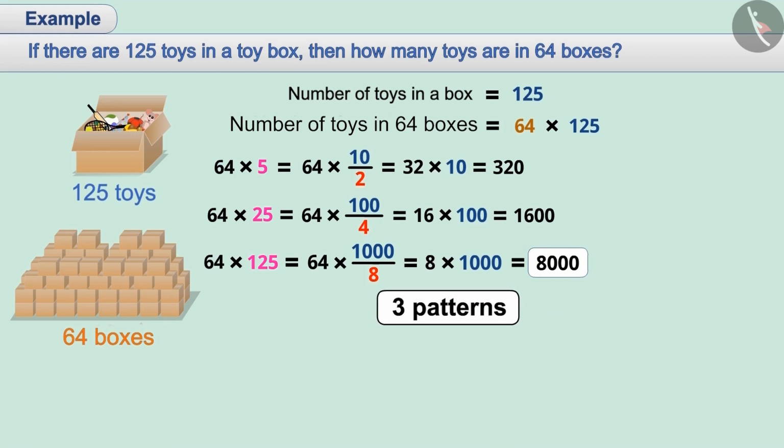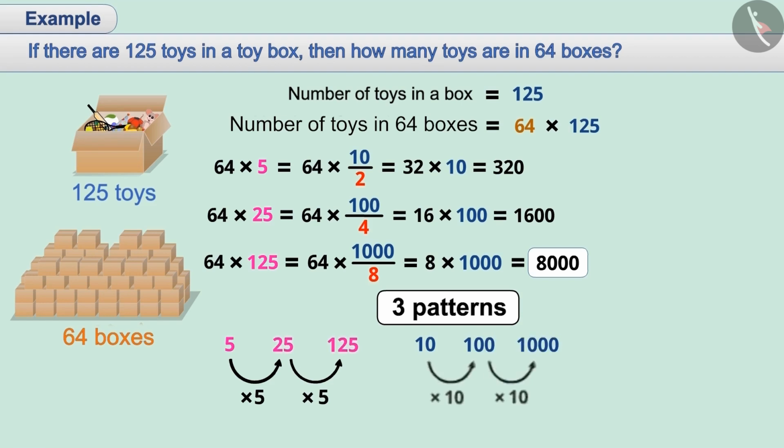Here, we can see 3 patterns. In the first pattern, 5, 25, 125, etc., we get the next number by multiplying the number with 5. In the second pattern, 10, 100, 1000, etc., we get the next number by multiplying the number with 10. In the third pattern, 2, 4, 8, etc., we get the next number by multiplying the number with 2.